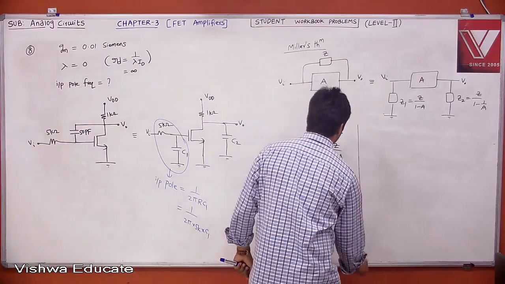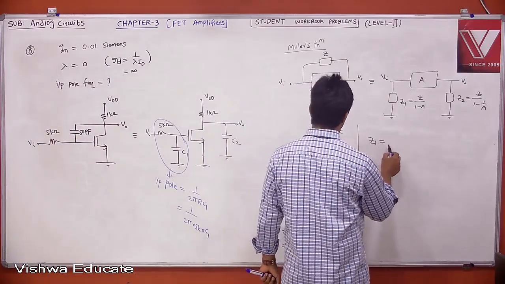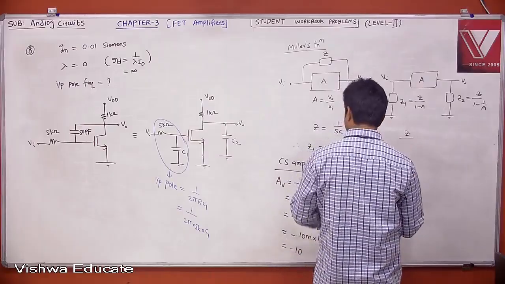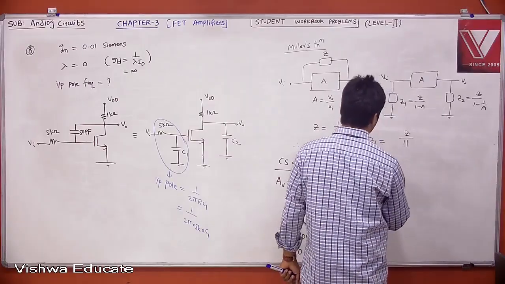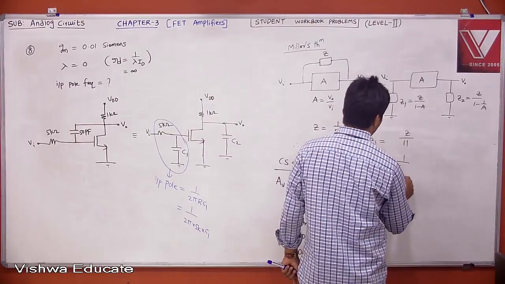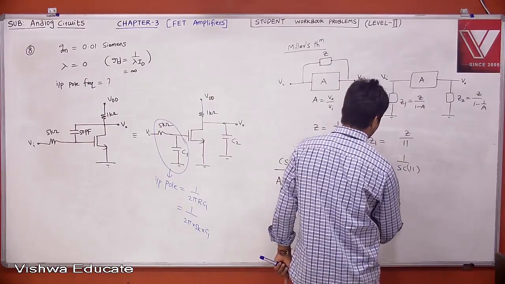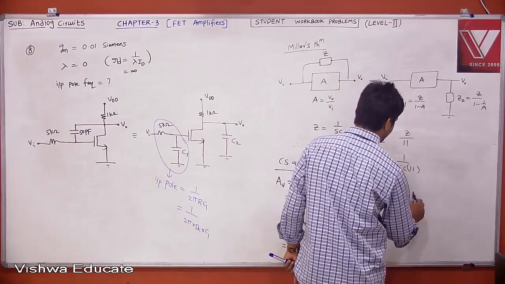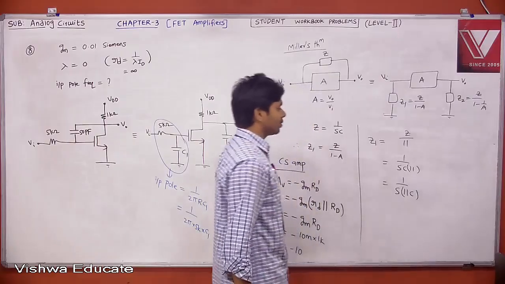Then if you use that, your Z1 is equal to Z divided by 1 minus of minus 10, which is 11. Z is 1 by SC, so Z1 is 1 by SC into 11, which is nothing but 1 by S into 11C. That is what it is.